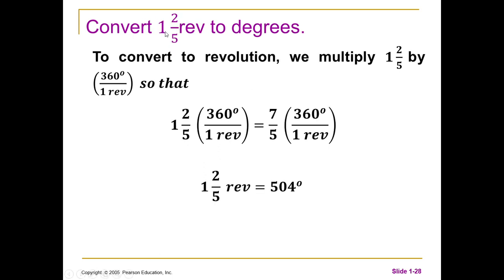Next. 1 and 2 over 5 revolution to degrees. 5 times 1 is 5 plus 2 is 7 over 5. So, 7 over 5 multiplied by 360 degrees over 1 revolution. 7 times 360 is 2,520, i-divide natin sa 5, we have 504 degrees. Nakancel na yung revolution natin.